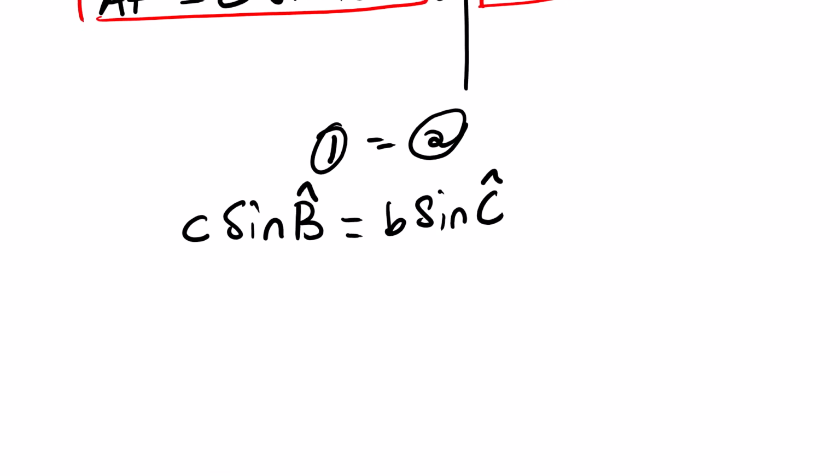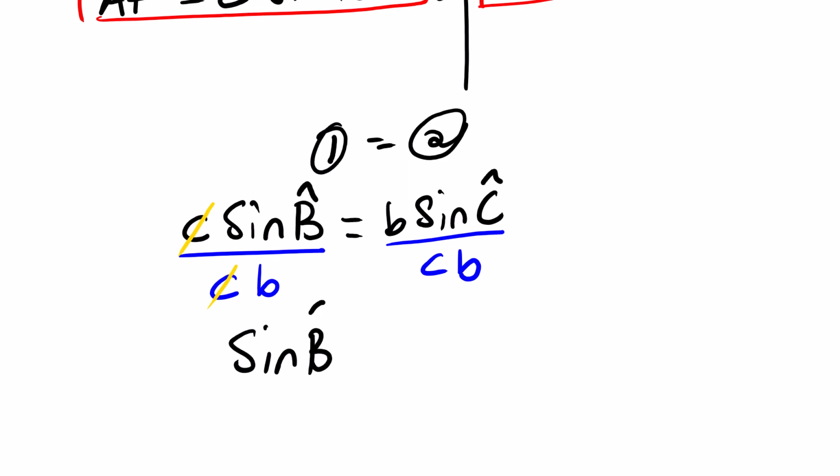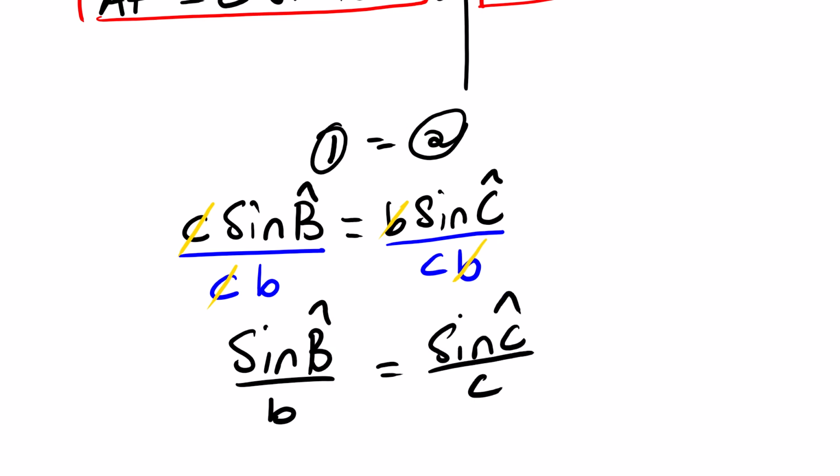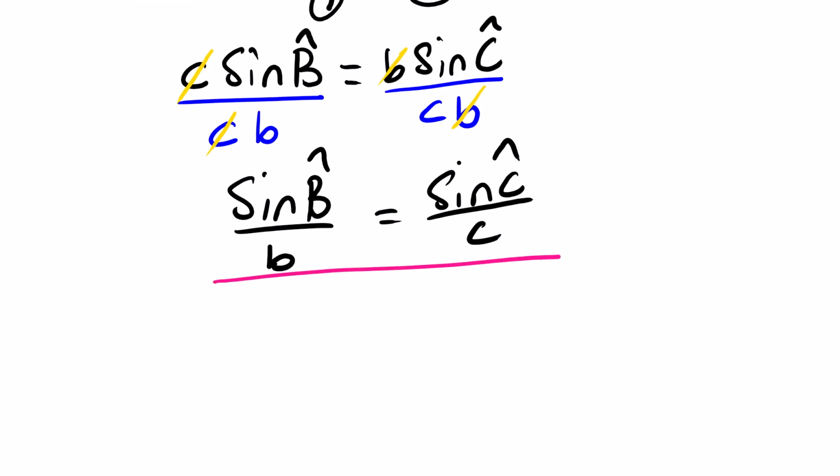From here, let us try to remove the coefficients on both sides. We are going to divide both sides by CB. Then this will result in 1 multiplied by the remaining term. We have sine beta over B equals, same goes for this one, this will result in 1, and then we are left with sine equals C. Then this is our sine rule.